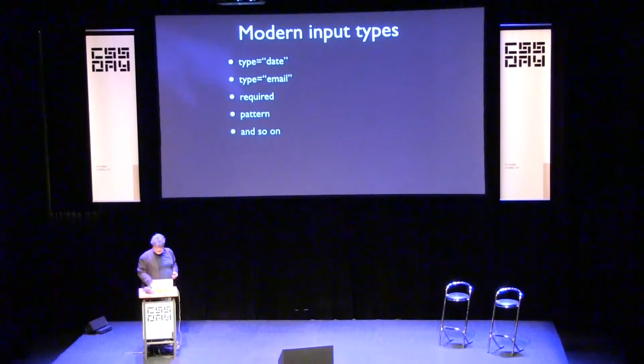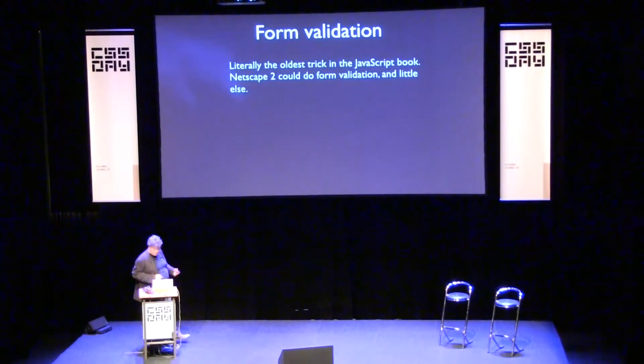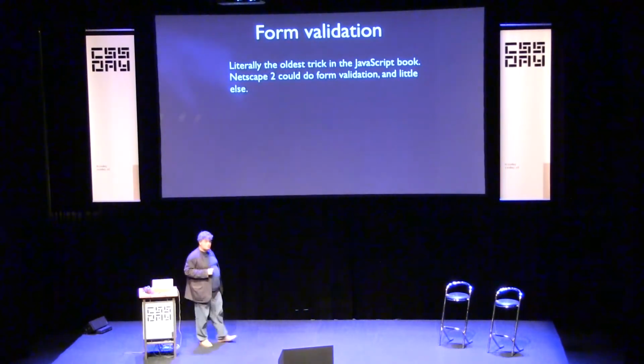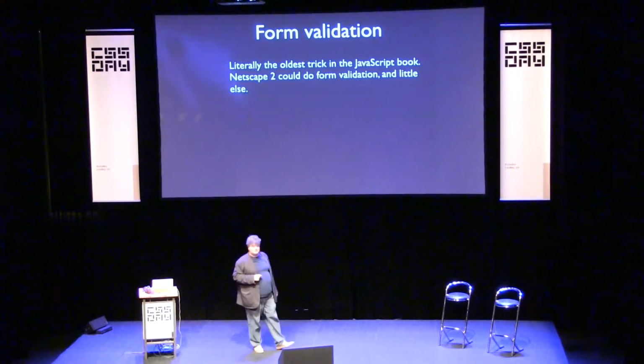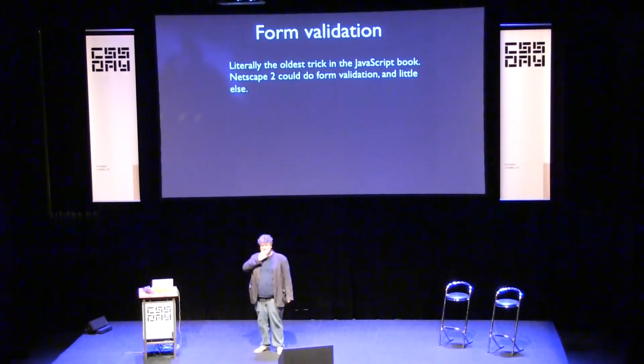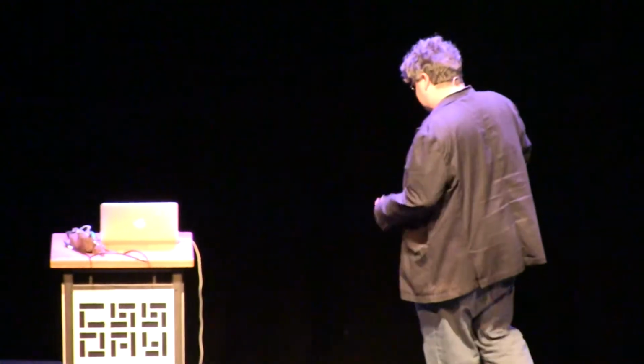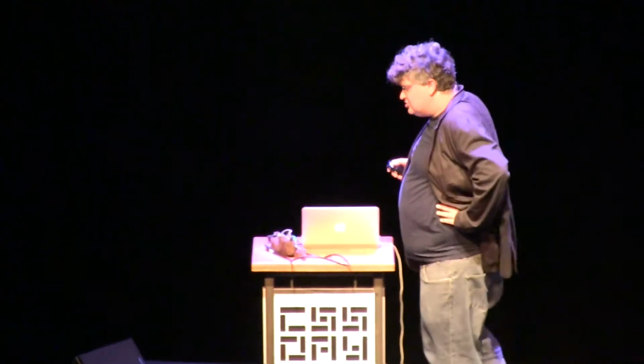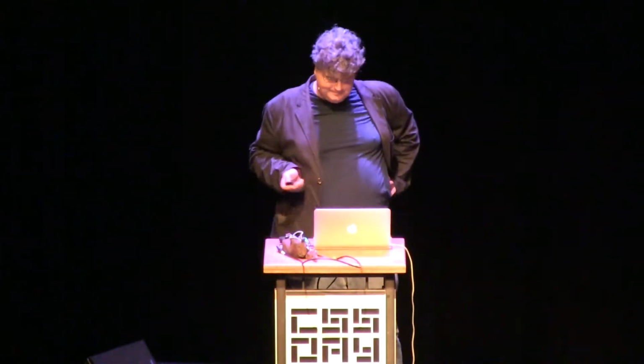The really weird part is that this is literally the oldest trick in the JavaScript book. I mean, if you know your web history, you know that Netscape 2 was the first browser to support JavaScript ever. It came out in 1996, if I remember correctly. And basically, the only thing you could do with it was form validation. And that is only with alerts and stuff. So it's the oldest trick in the book. It's 20 years old, and we still haven't got it right.